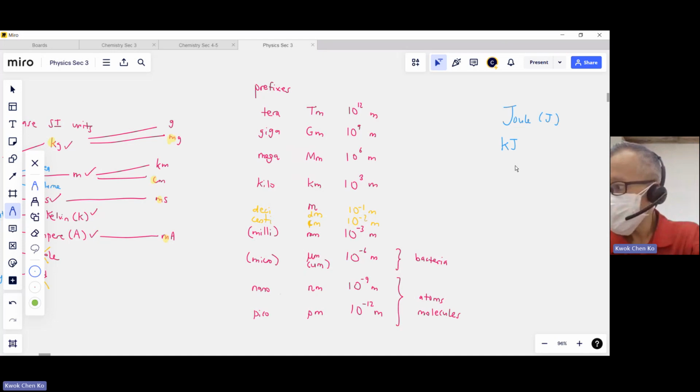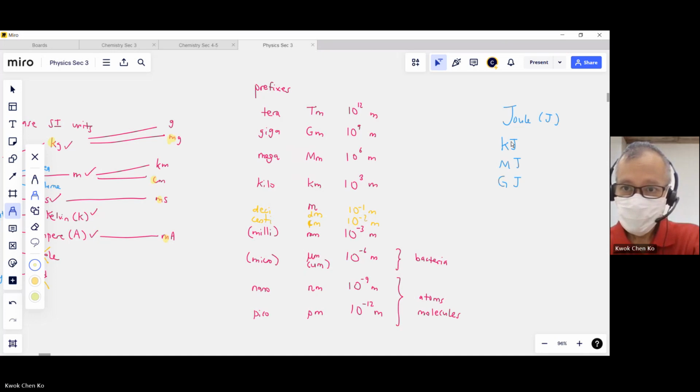Or if you're talking about even larger amounts of energy generated, like from an electrical generator, you still measure energy in terms of joule, whether from chemical sources or from electrical sources. Then you're likely to see megajoules or even gigajoules. My point is, your prefixes can be applied to other units. Okay?